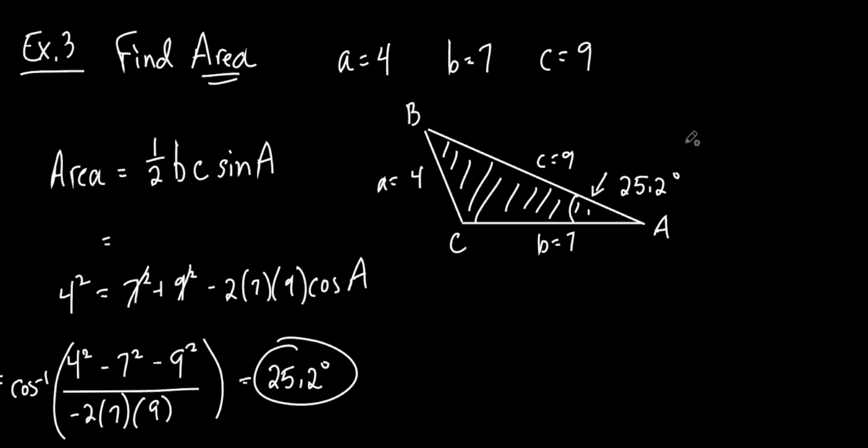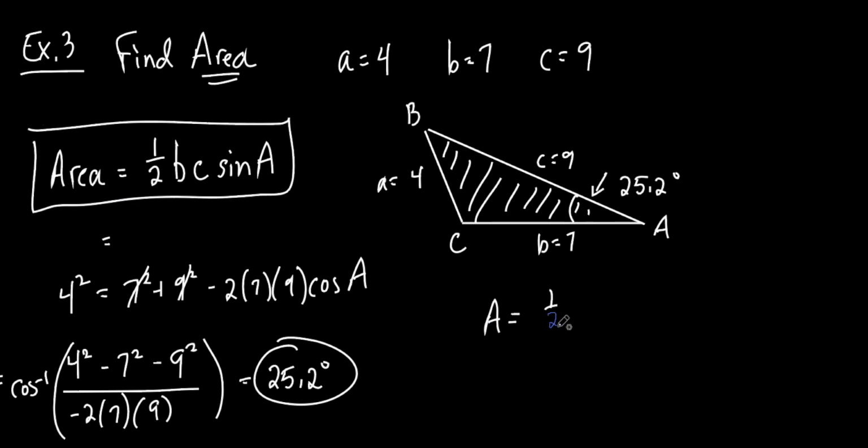So now I can actually find the area of it. So what is the area? Well, here's my little formula right here. It's 1/2 B times C, so it's 7 times 9 times what? The sine of angle A. We just found angle A. That's why we had to do this, so we could find angle A. That's why this is in the law of cosines section.